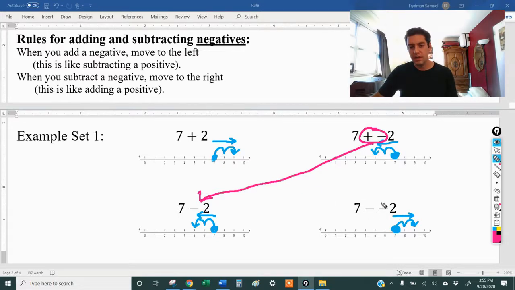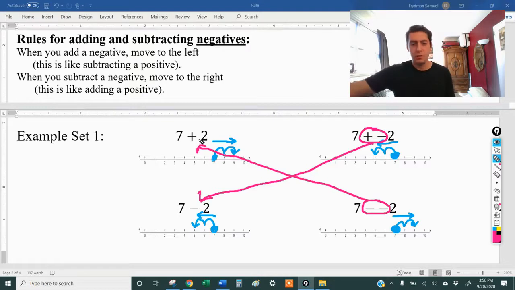So it turns out that subtracting -2 is exactly the same thing as adding +2. And that's why I put over here, even though I didn't read it before, adding a negative is like subtracting a positive, and subtracting a negative is like adding a positive.